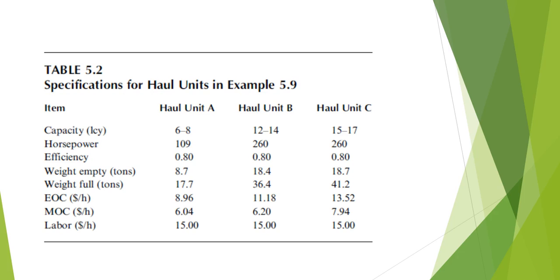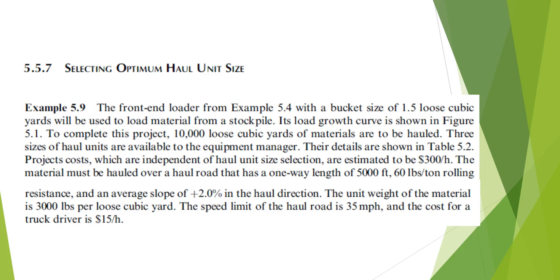So anyway, if you have 3 different trucks to choose from and you want to figure out what's the best size, especially if you consider that you may be hauling over a haul road that is about 5,000 feet long, 10,000 feet both ways altogether, and you have a 60 pounds per ton rolling resistance, and it has a slope of 2% in the haul direction. So that means you're going to work harder in the haul on the way back. You're going to be going down slope.